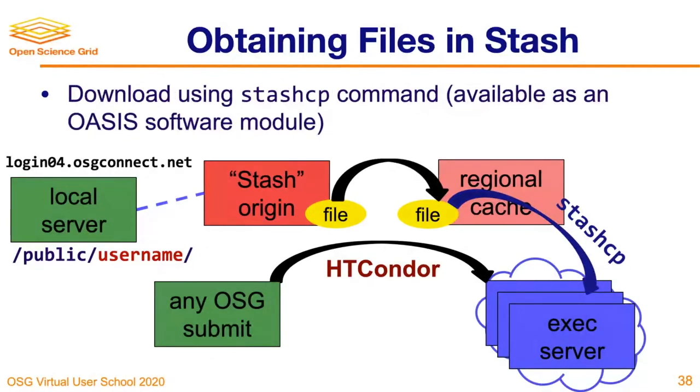Then what happens is you can use this utility, the stash cp command, to download it from the cache. And now that it's closer to where your job site is, it's not going to take as long to transfer. And so that makes it a little bit more efficient.